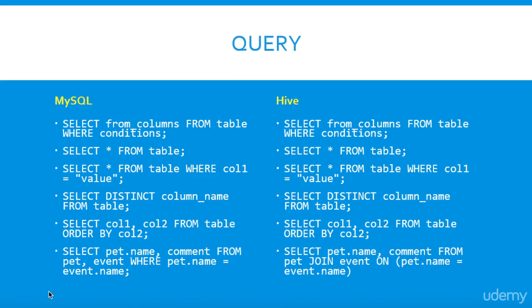Hive queries are almost similar to SQL queries. Look at the queries here. Selecting columns or finding distinct values, doing order by operation or join operation. There are limitations in Hive queries which we'll see in our next lectures. Also, we will see these queries in action in our Hive demo lecture.